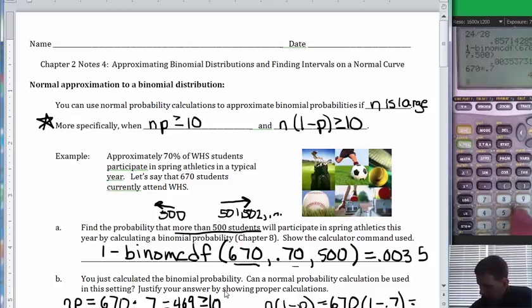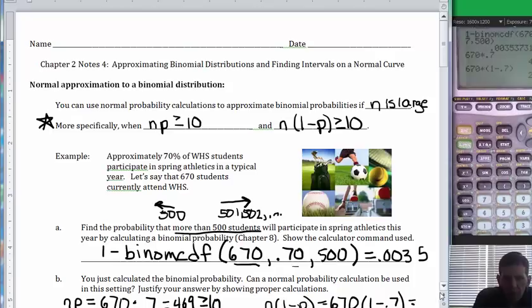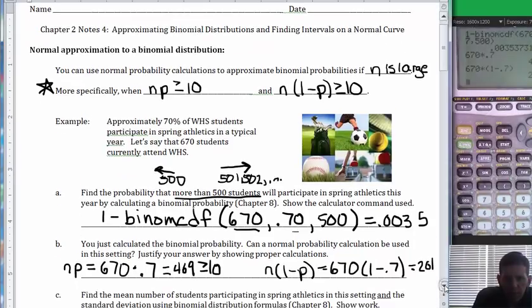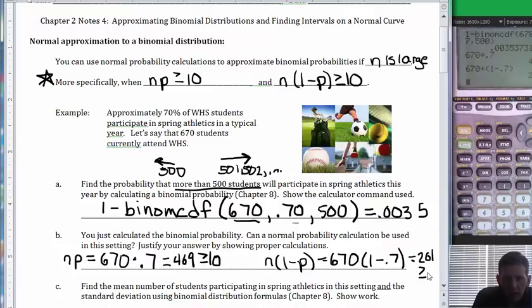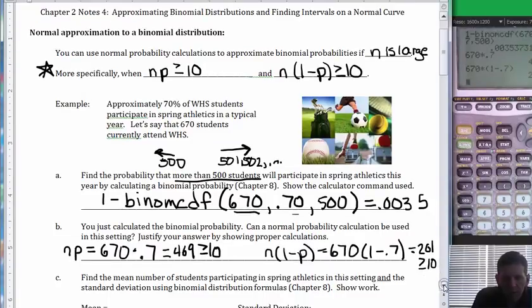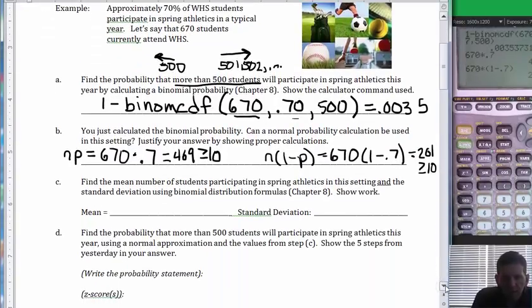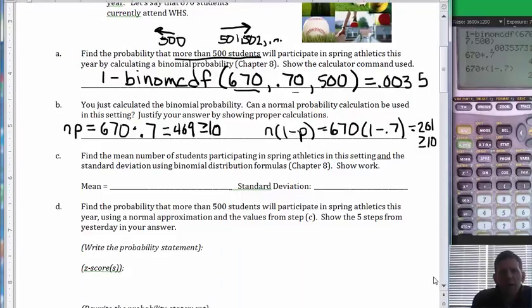And if we do 670 times 1 minus 0.7, or 670 times 0.3, we get 201. A little bit smaller, but that also is greater than or equal to 10. So it looks like we can use an alternative method here. So what does this alternative method look like?